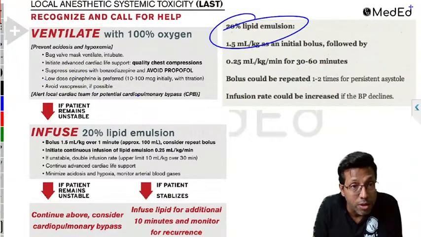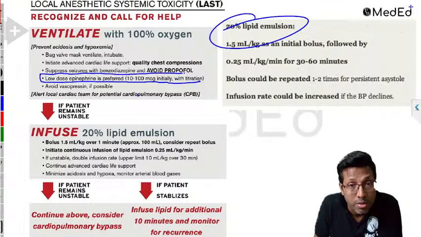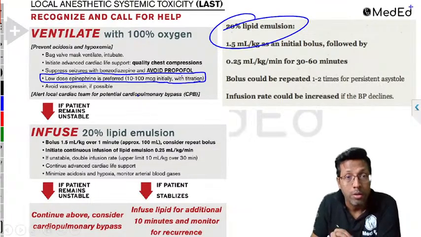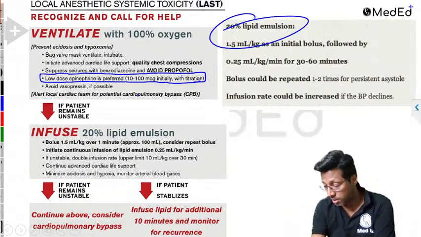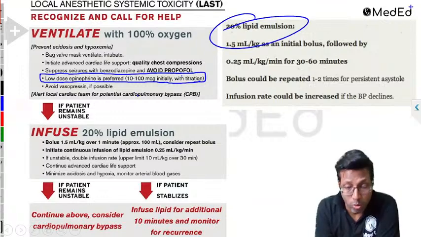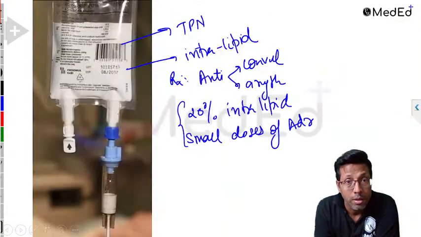Low dose epinephrine is preferred. Can you see this? Low dose epinephrine is preferred, right, with titration, and we don't use vasopressin. This is an important point. Okay, low dose epinephrine. Clear? That's the treatment of local anesthesia systemic toxicity.